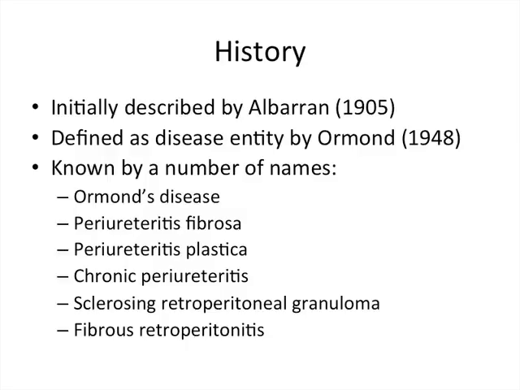Retroperitoneal fibrosis is a fibroinflammatory disorder occurring in the retroperitoneum that often encases and sometimes obstructs the retroperitoneal structures. It was first described by a French urologist, Albarran, in 1905, but it wasn't until 1948 by an American urologist that it was defined as its own disease entity. This is where Ormond disease, the eponym, has come from, and you can see there's a list of other synonyms that it goes by.